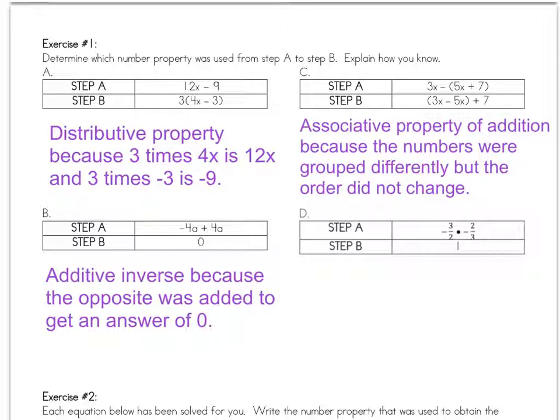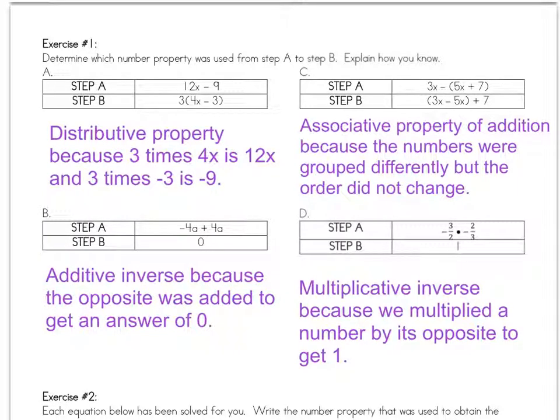All right, the last part of this exercise number 1 is D, and it appears that we are taking negative 3/2 and we are multiplying negative 2/3, and we get an answer of 1. So let's think. If we start with a number, multiply it by something, and get an answer of 1, what number property is this? Well, if you are thinking the multiplicative inverse, you are correct. So in writing, it would be the multiplicative inverse because we multiplied a number by its opposite to get 1.